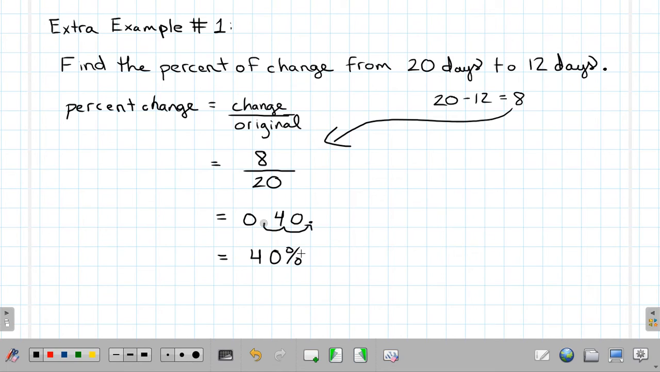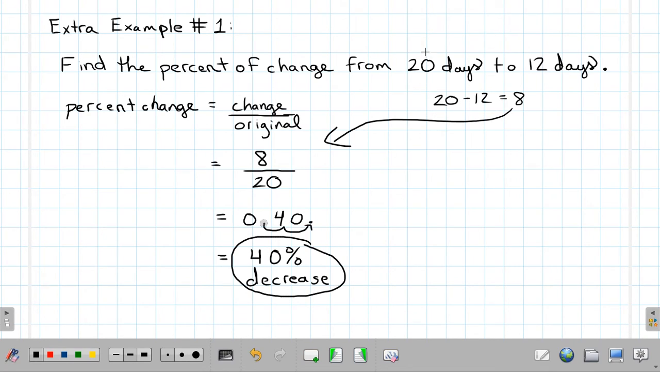Okay? So we have a 40% change. Well, once again, our last thing we got to do is, was it an increase or was it a decrease? Well, we went from 20 to 12. So we went from a bigger number to a smaller number. So this is actually a 40% decrease. So once again, 40% decrease.